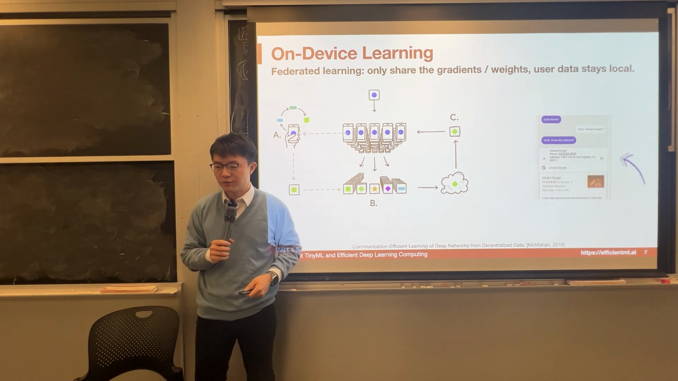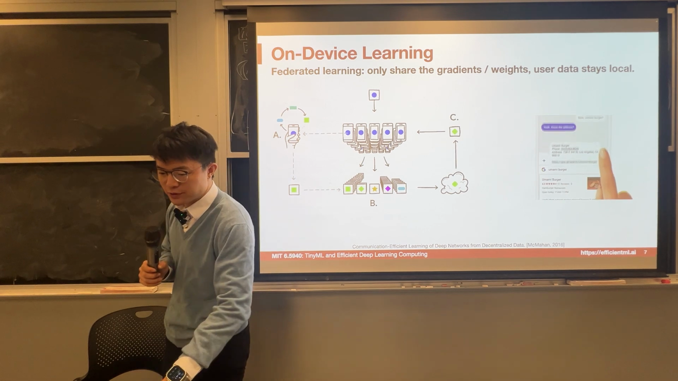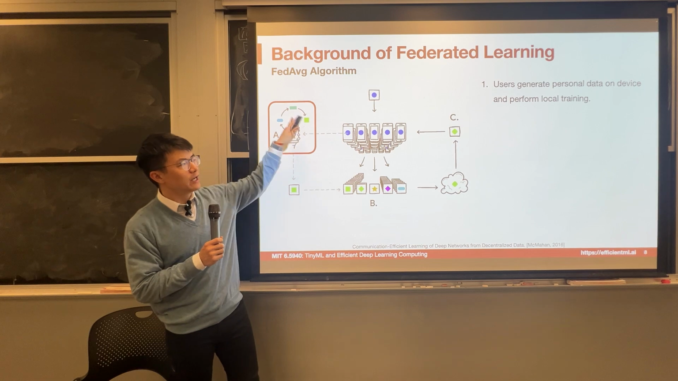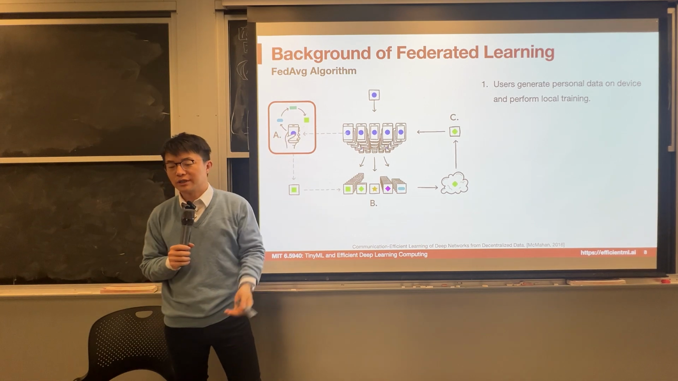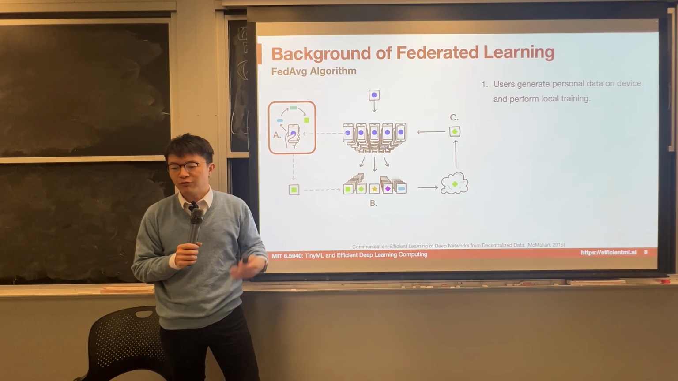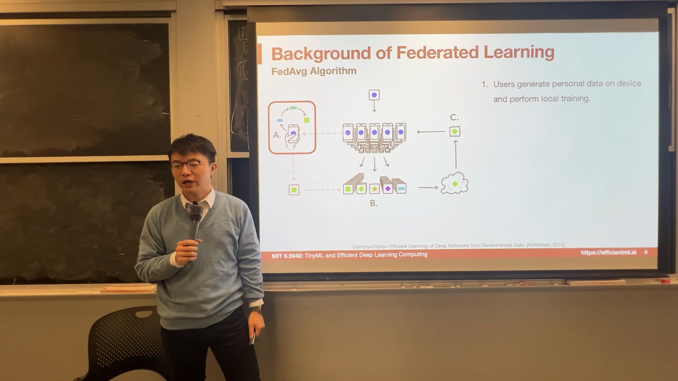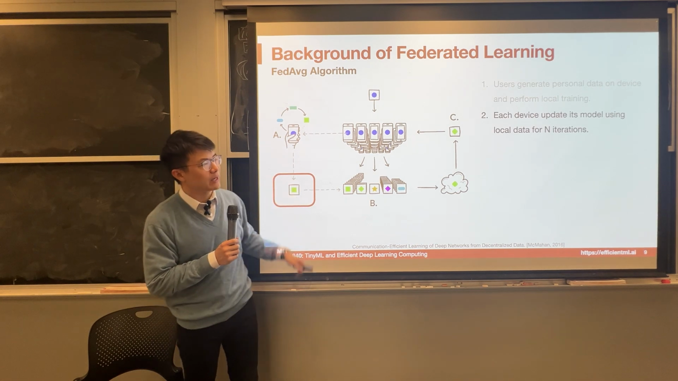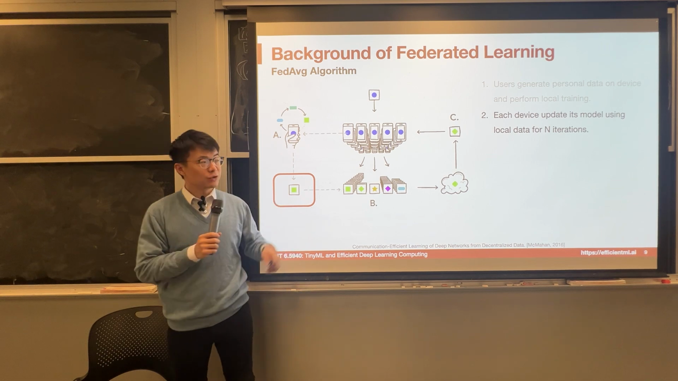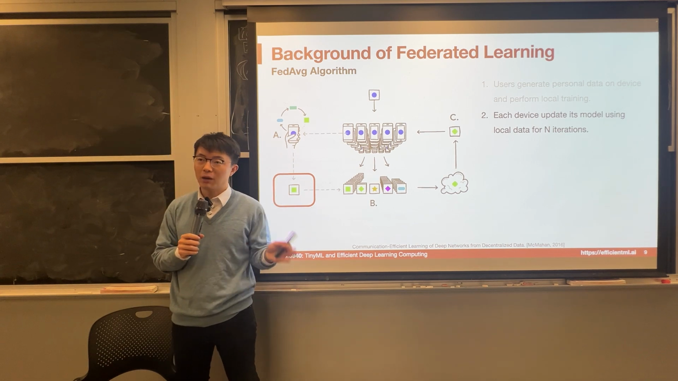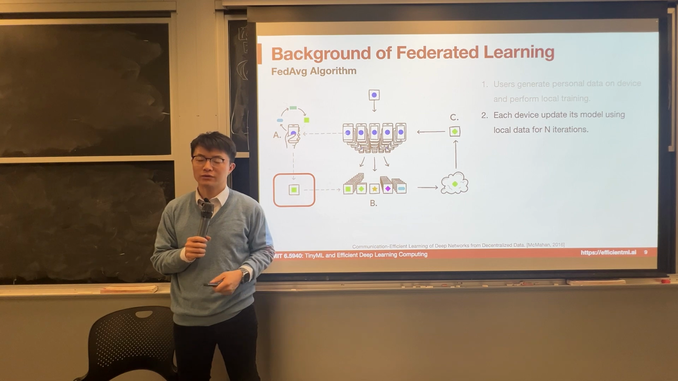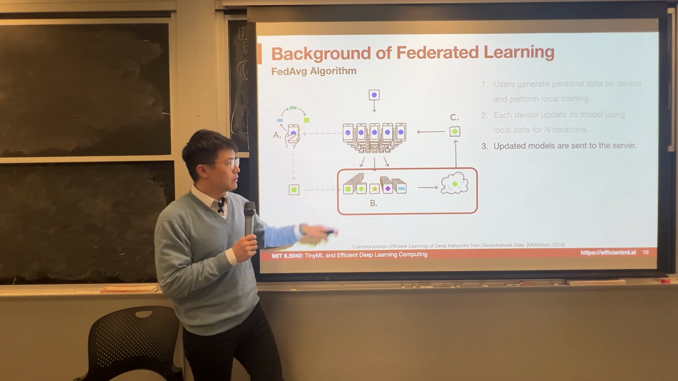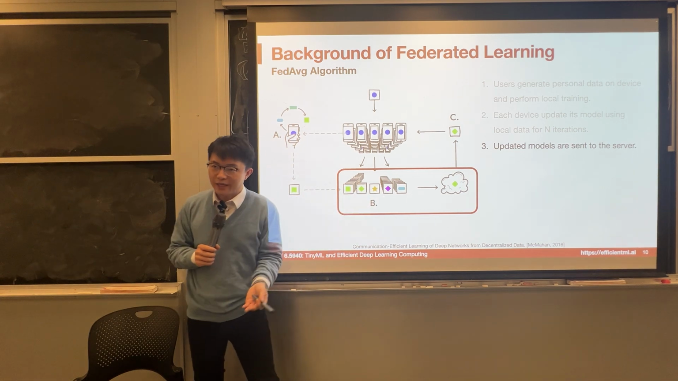And what it does is basically a couple of steps, starting from the users generating personal data on the edge, for example, the typing history, and performing local training to get the weight update. Each device updates its own model using the local data for a couple of iterations. It may not be just one iteration, but could be a couple of iterations. And then each device gets an updated model.